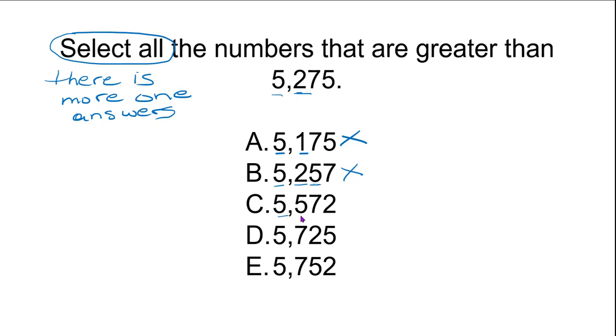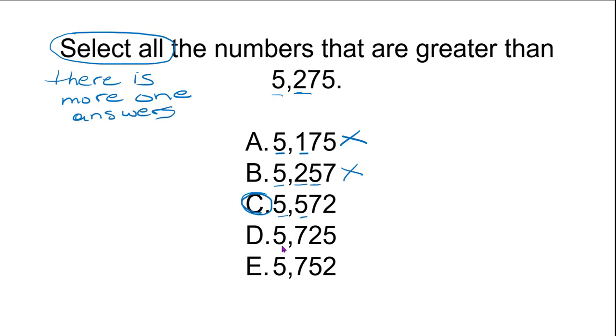But here I come to the digit in the hundreds place, and it's a 5 versus the digit in the hundreds place here, which is a 2. Automatically, that makes C a greater number than 5,275, because 5,572 is greater than 5,275. Let's go on to D.